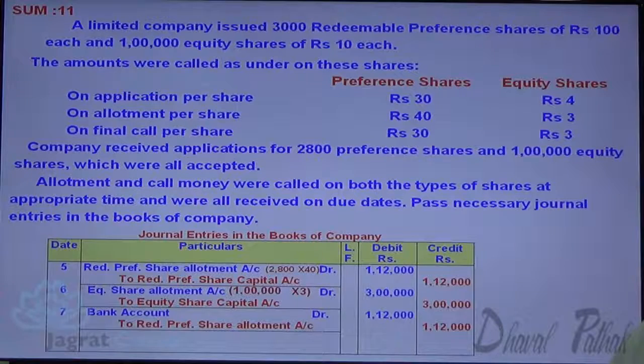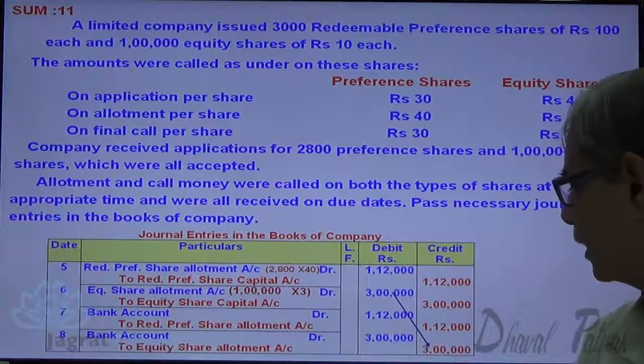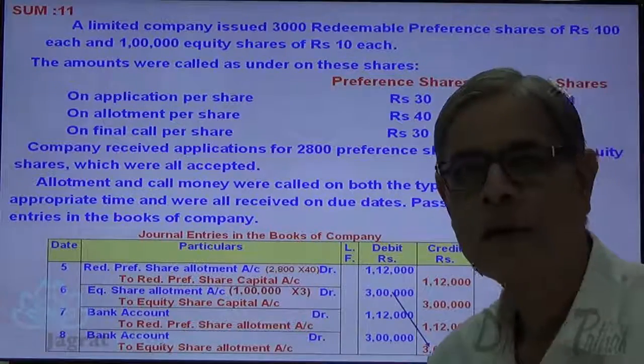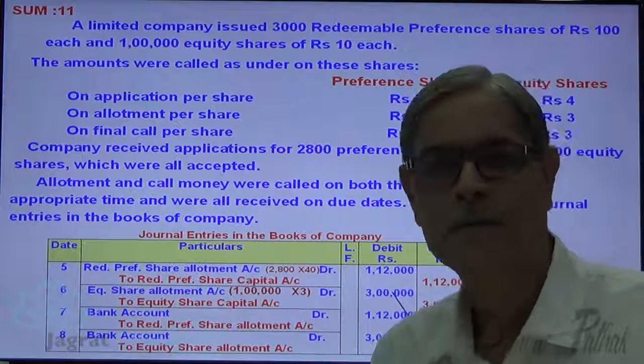Now we receive the amount demanded on equity shares. Bank account debit 3 lakhs to equity share allotment account credit 3 lakhs. So this account debited now is credited, it gets closed. This is how allotment dues are demanded and recovered.